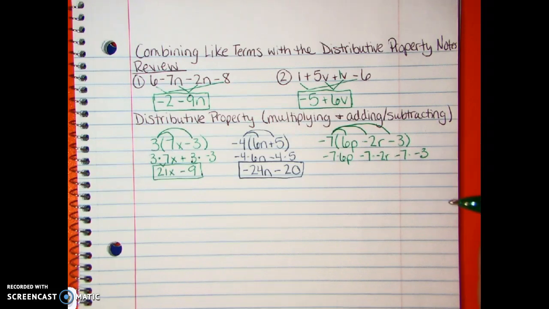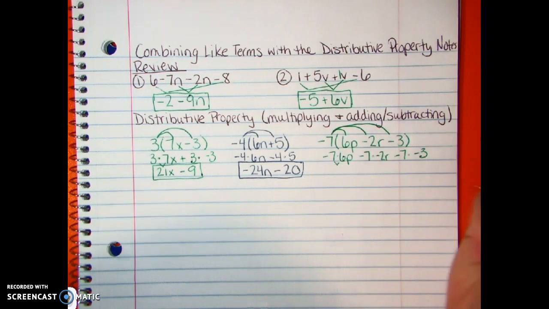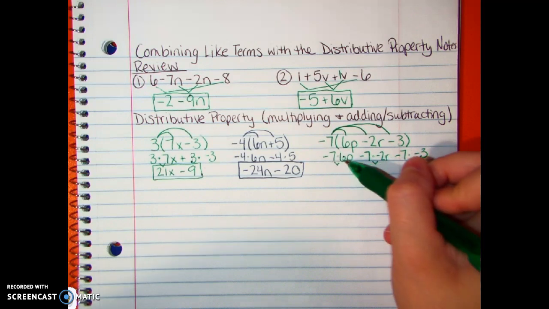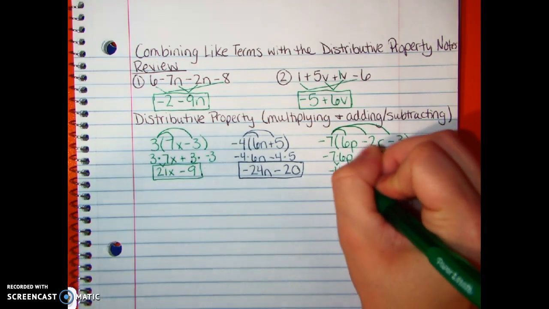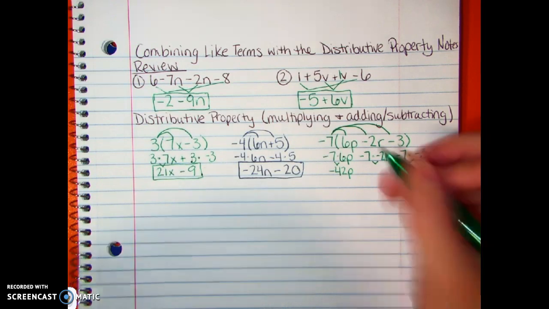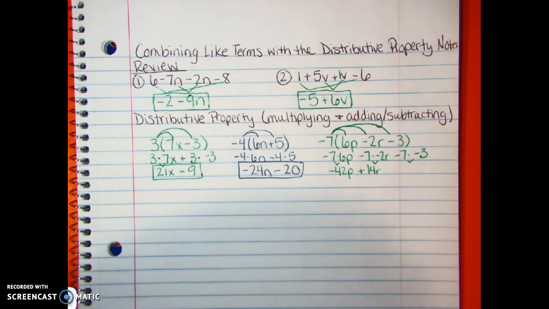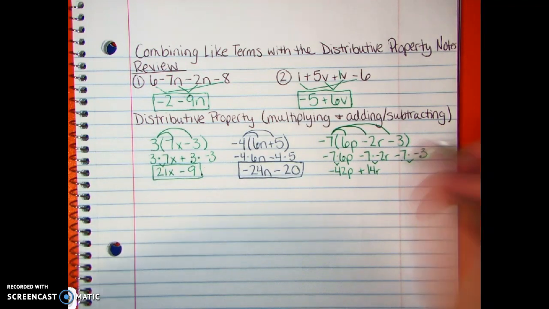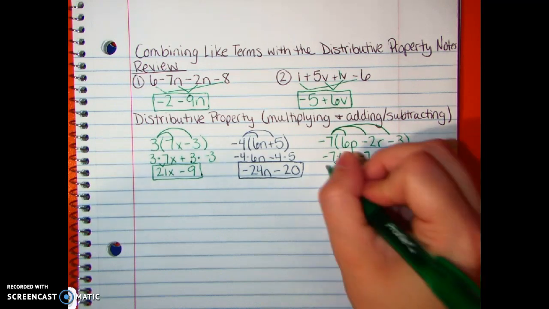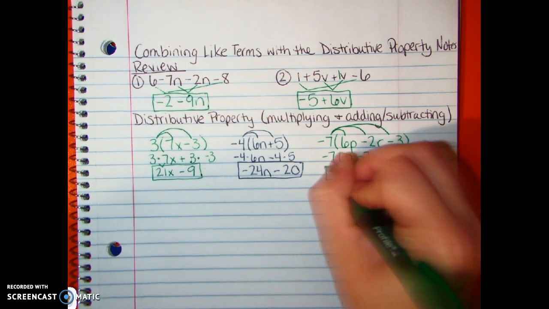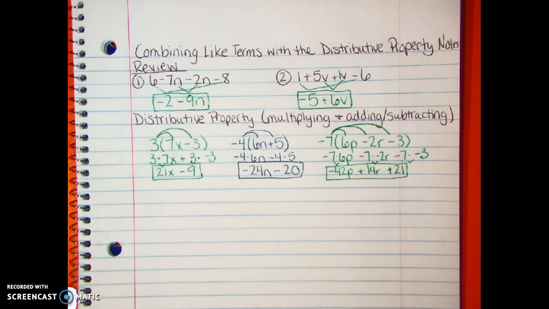Okay, and now you do order of operations. So basically you're multiplying these two together, and these two together. Negative 7 times 6p is negative 42p. Negative 7 times negative 2r is a positive 14r. Negative 7 times negative 3 is a positive 21. None of them are like terms, so you're done. And if you have any more questions on the distributive property, feel free to call me over or come over and see me. I'll help.